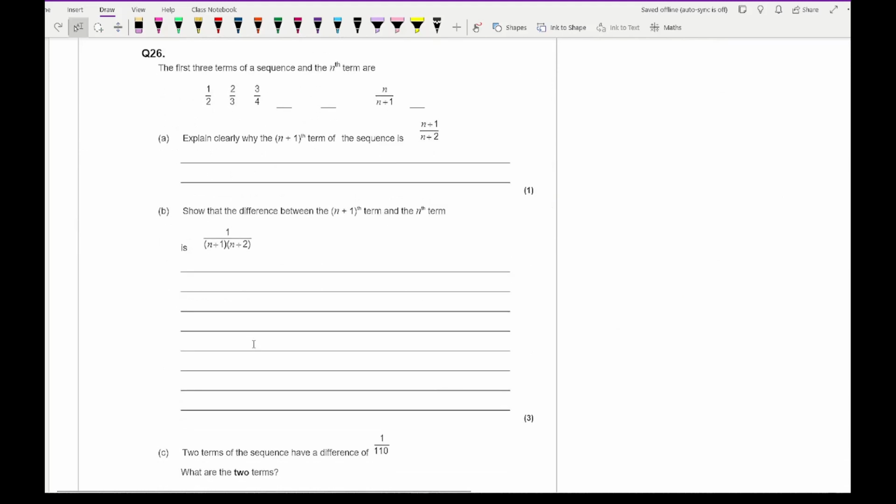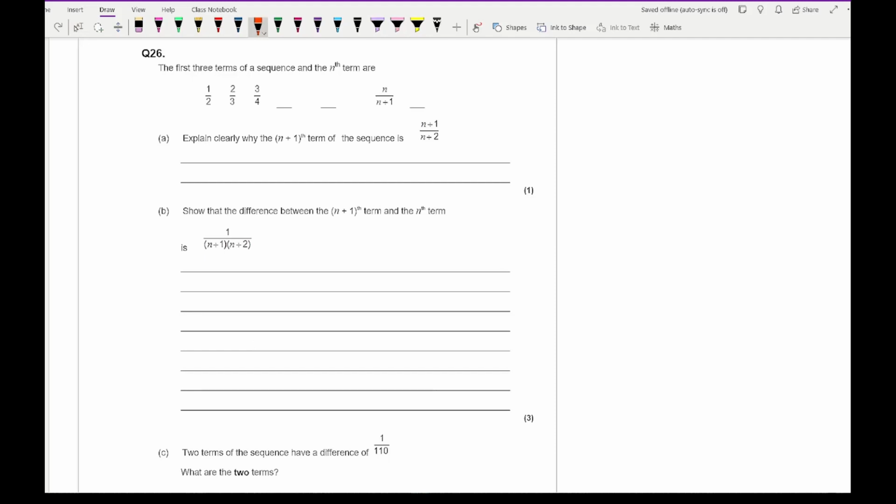Then moving on to question 26, it says the first 3 terms of the sequence and the nth term are given, and it says, explain clearly why the n plus 1 term of the sequence is n plus 1 over n plus 2.